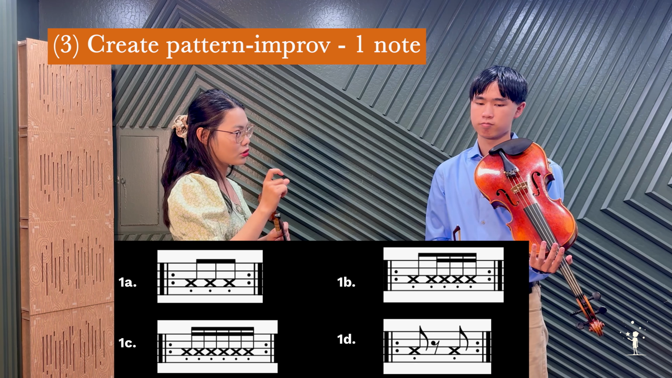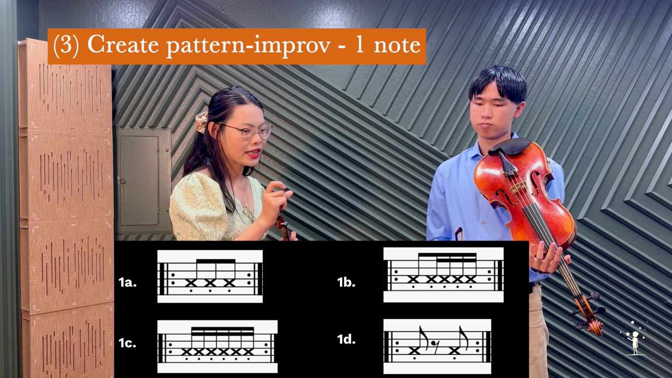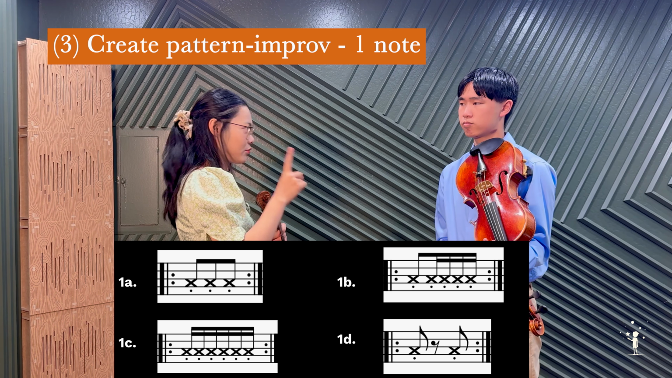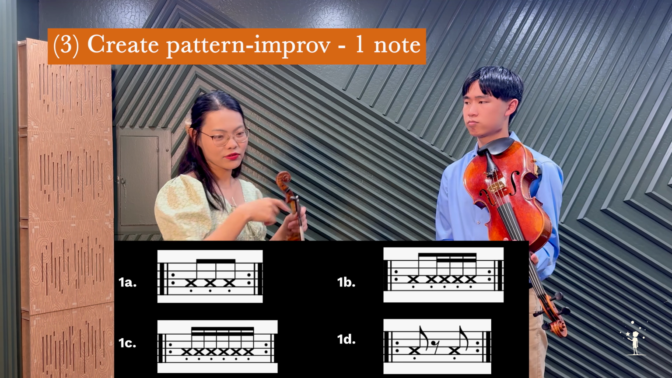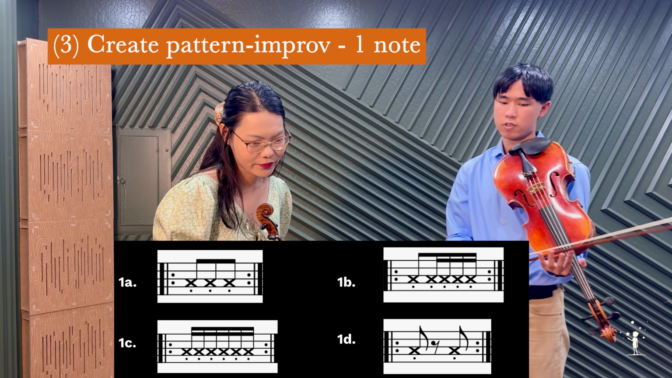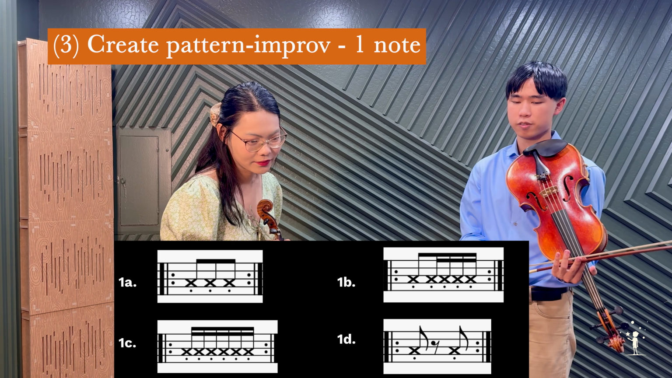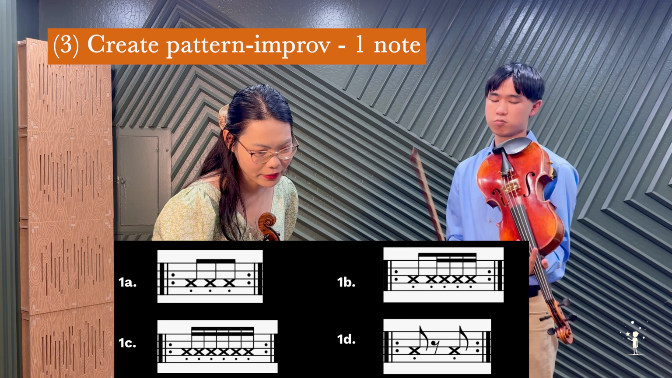And the way we are going to do it, you will select one of the rhythmic cells as your basic pattern. So which one do you want to choose? I'll go with 1B.